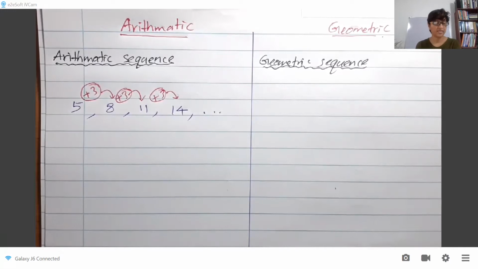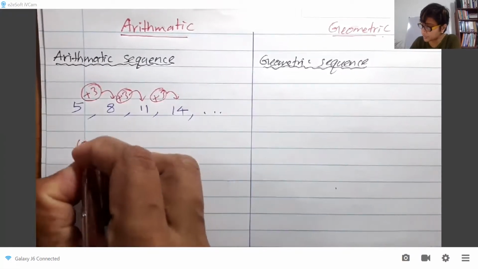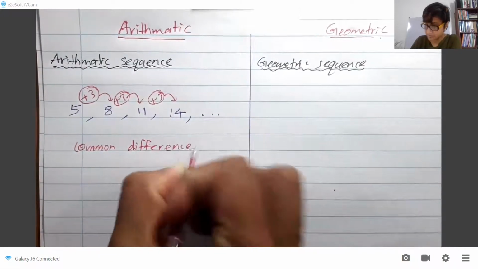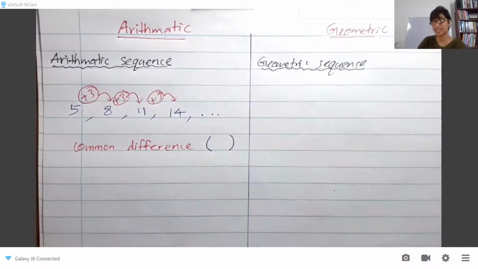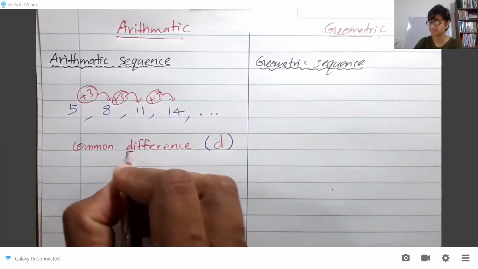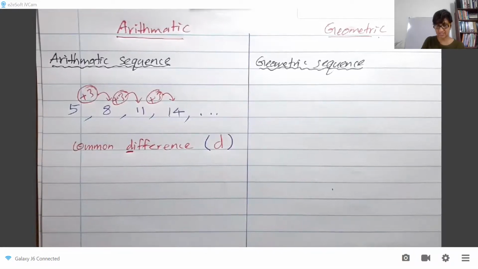Okay. This fixed number is called the common difference. Common difference in red. Within brackets, the notation for common difference is simple: D comes from the letter D here, right? Simple D is the symbol used to denote common difference, D.